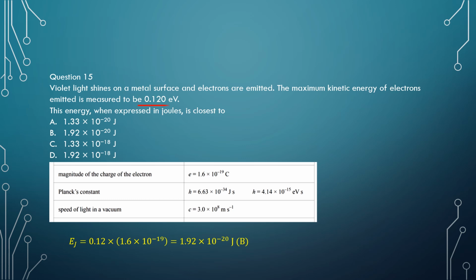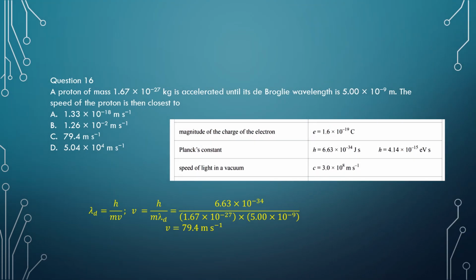Convert the electron volt to the joule. The conversion factor is the charge of one electron. We know the mass and wavelength, then use the equation of de Broglie to calculate the speed step by step. Please note that the units of Planck constant are used as joule, not electron volt.